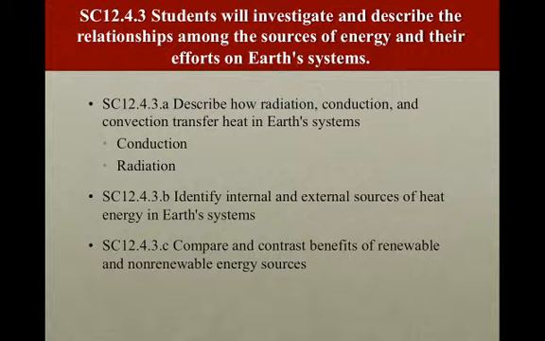Compare and contrast benefits of renewable and non-renewable resources. What's the benefit of renewable resources? You never run out. What are some of the renewable resources that we have? Water, sun, and what? Air, wind. Wind, sun, and water are probably the most common renewable energy sources.